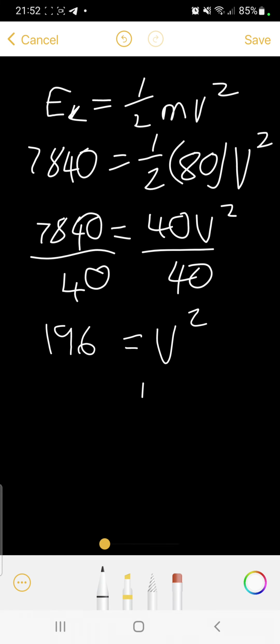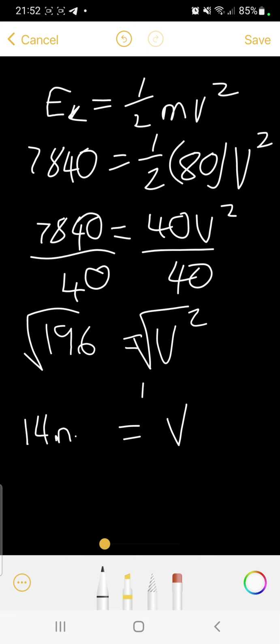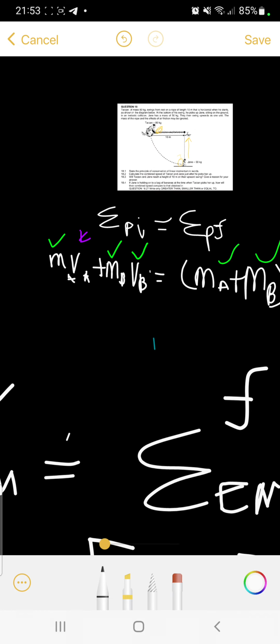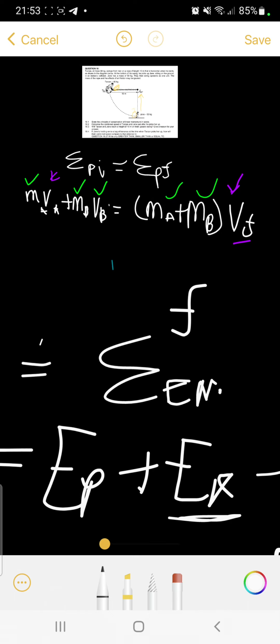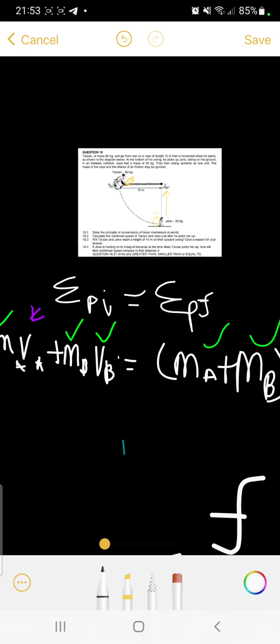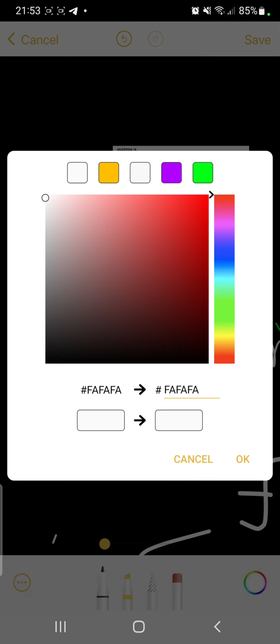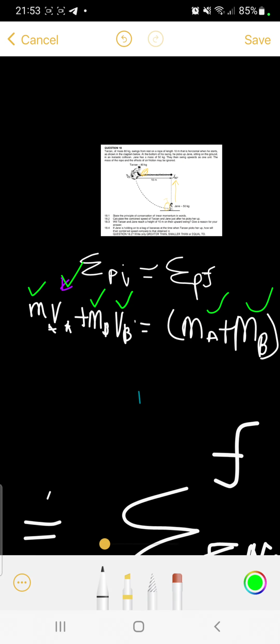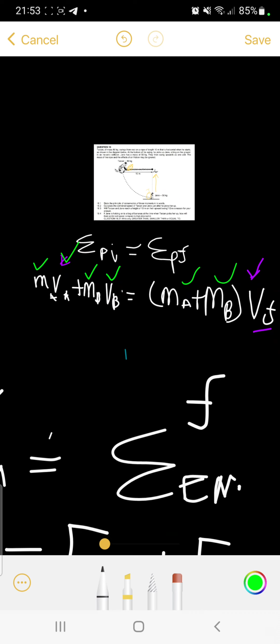We're looking for v, not v squared, so we square root both sides, and our v, the velocity of this guy, is going to be 14 meters per second. So voila, we got the initial velocity of this guy, 14 meters per second. So we can now move forward. We also have that now, sort of sorted, and then the rest is history.